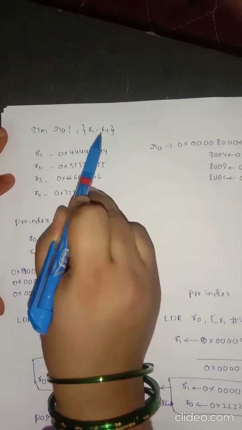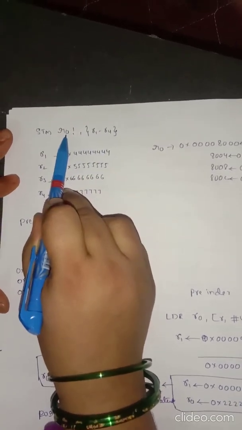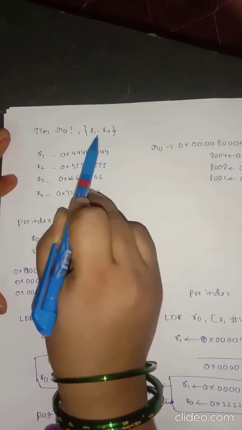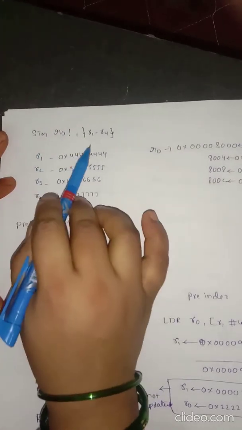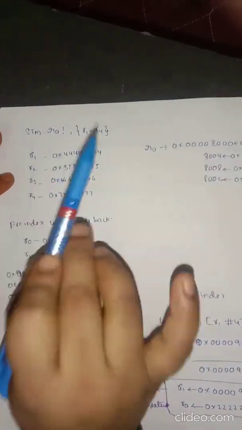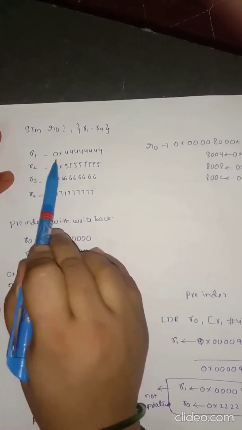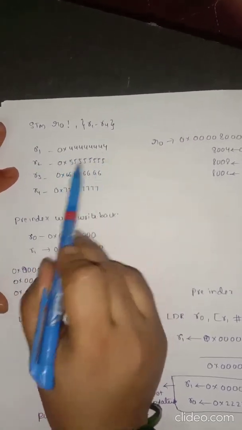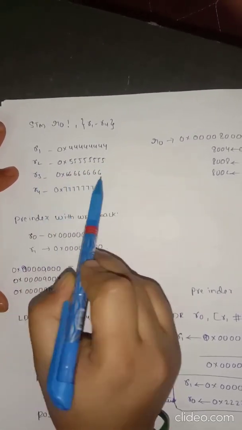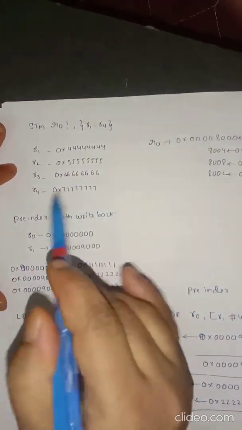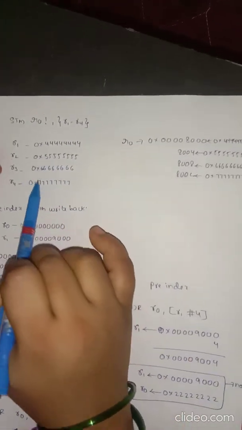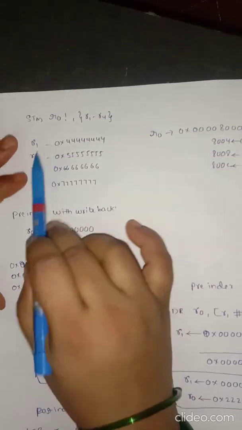I should store the contents of registers to memory. I should store from register to memory. So first, I already have some data in R1, R2, R3, R4. R1 I am having all 4s, R2 all 5s, R3 all 6s, R4 all 7s. Now what should I do? I should store all this register data into memory locations.